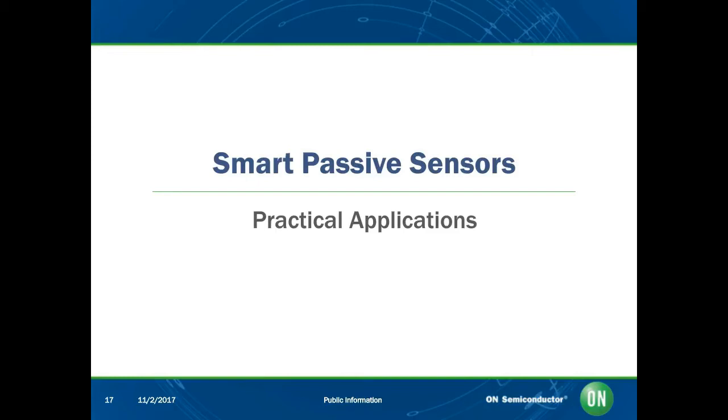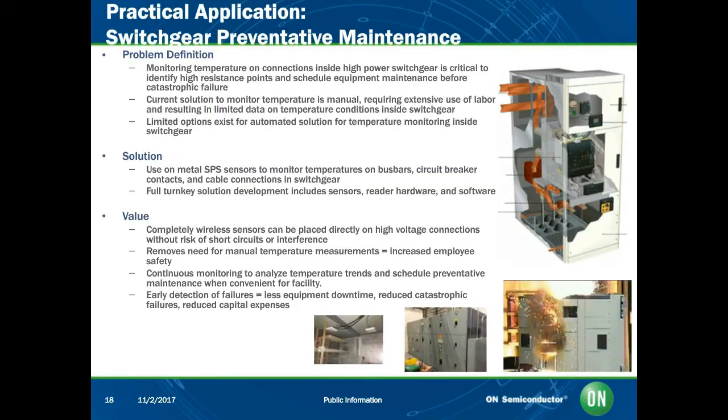So that was a somewhat quick overview of the smart passive sensor system and the components. With that, I will move into some practical applications. As I said, these sensors don't fit everywhere. They're not necessarily a replacement for the traditional sensors, but for some applications, they have a very good fit on the technical side. So I'm going to go through and just talk about some of the applications where this technology is being used.